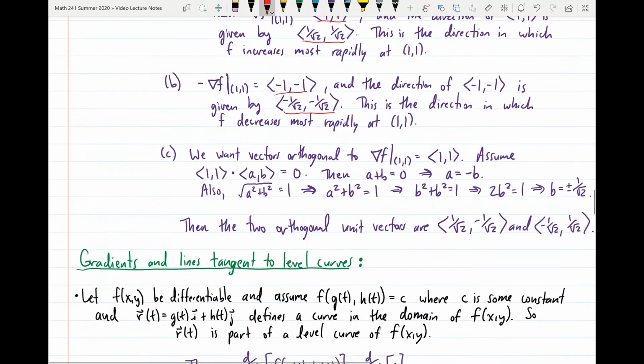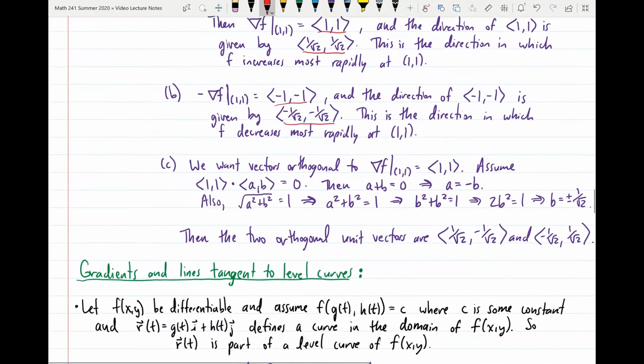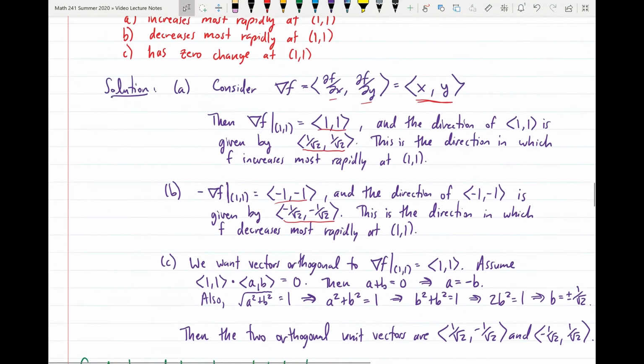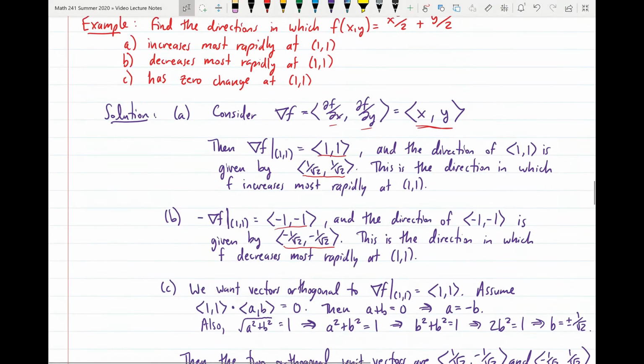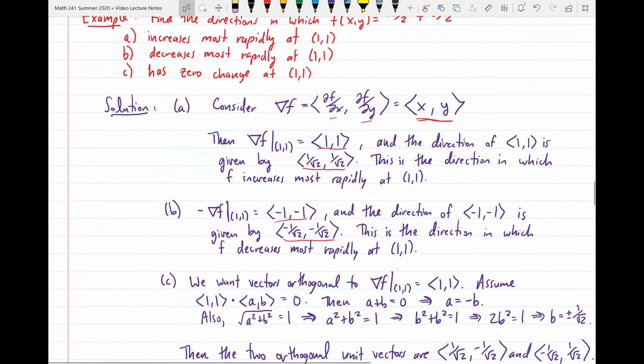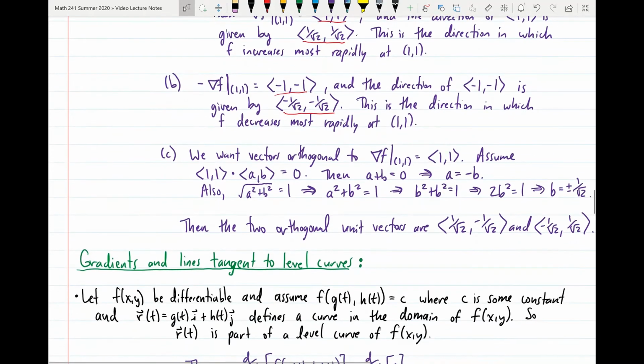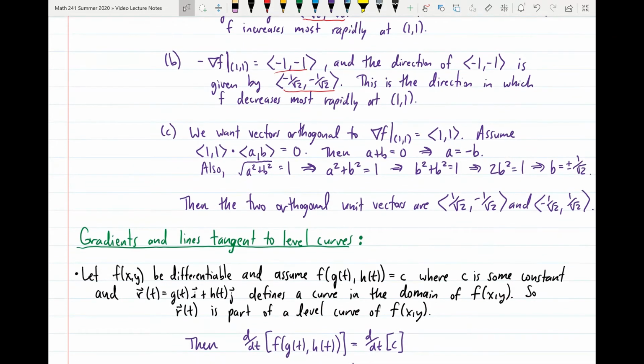And now the third part of this question, part C, is going to be the most difficult of the three. So we want to find the directions where our function has zero change at the point (1, 1). So we know that this is going to happen along paths that are orthogonal to our gradient vector at (1, 1). So again, our gradient vector at (1, 1) is equal to the vector (1, 1).